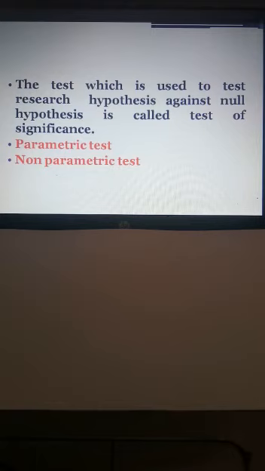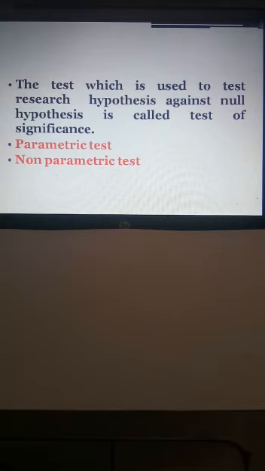These are those tests which are used to test the research hypothesis against the null hypothesis. I hope you understand the meaning of the hypothesis. So what is the hypothesis? Hypothesis is the theory or the assumption that we make regarding your research statement and it needs further testing. So that is the hypothesis. So those tests which are used to test the research hypothesis against the null hypothesis.